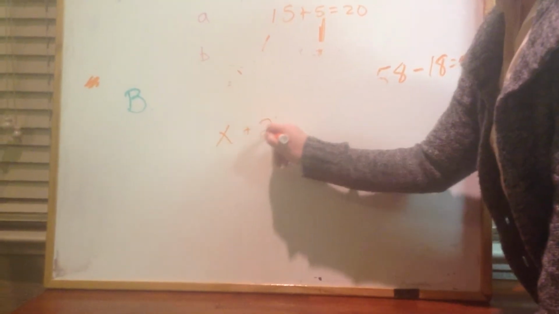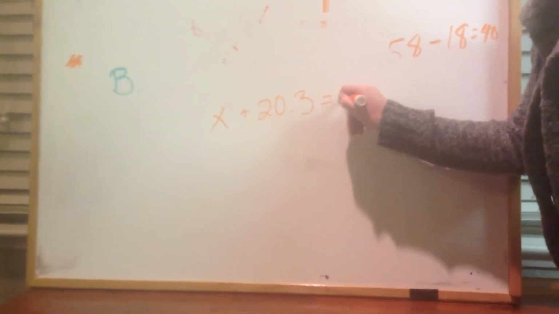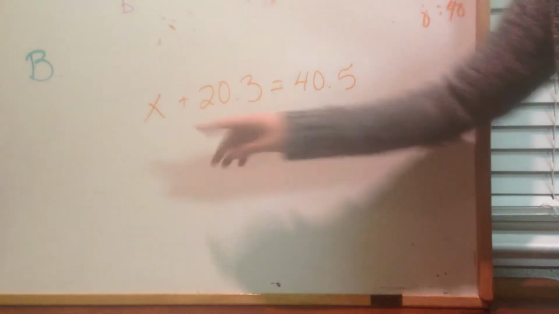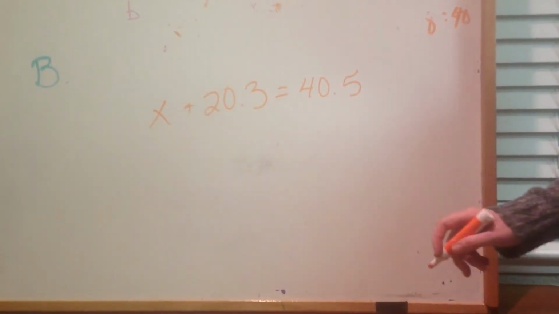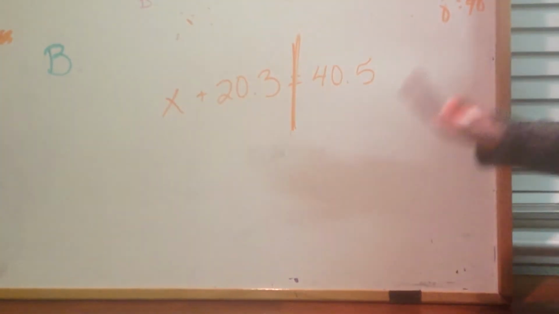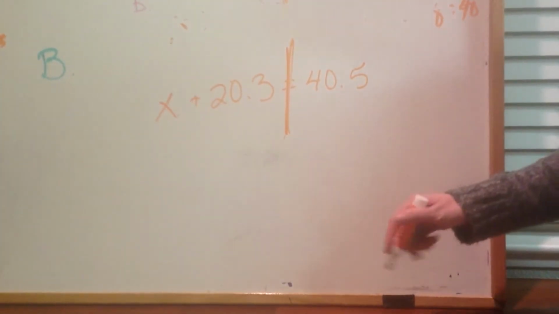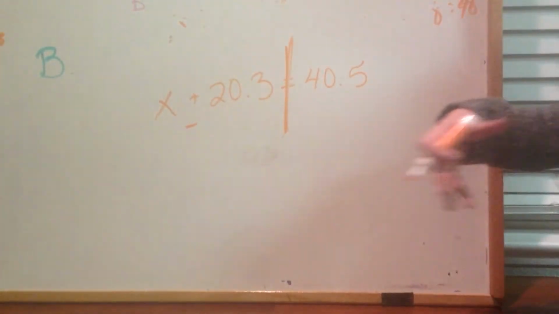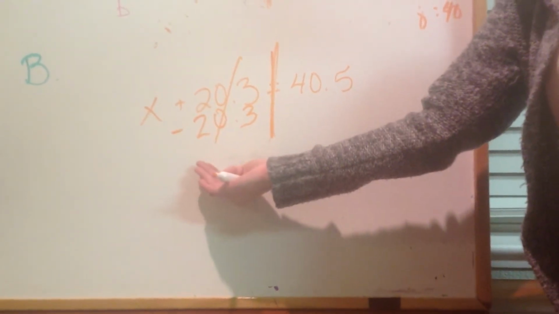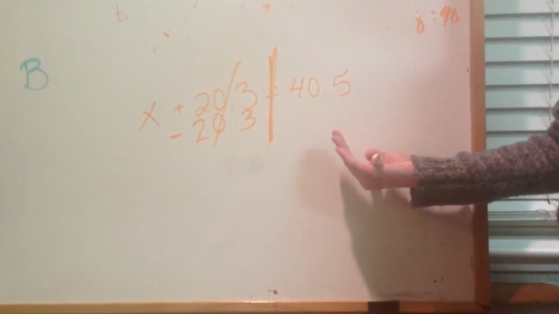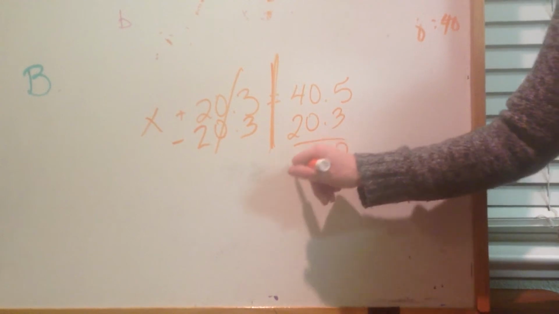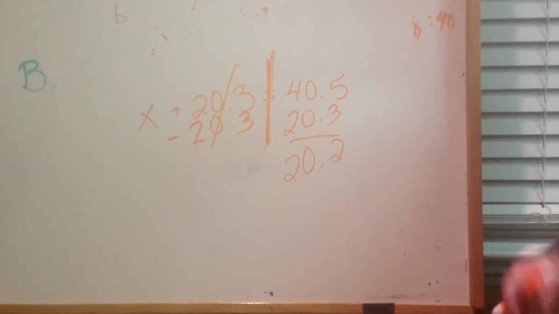X plus 20.3 equals 40.5. We want to know what x equals. So what should we do? First step, you're right, we're going to draw a line. Now what should we do to find out what x equals? We need to use the inverse. What's the inverse of plus? Yeah, that's right, minus. And what should we subtract? 20.3, because we need it to go away. Since we subtracted 20.3 from this side, we need to subtract 20.3 from this side. If you got 20 and 2/10, you got it right. Okay, that's it.